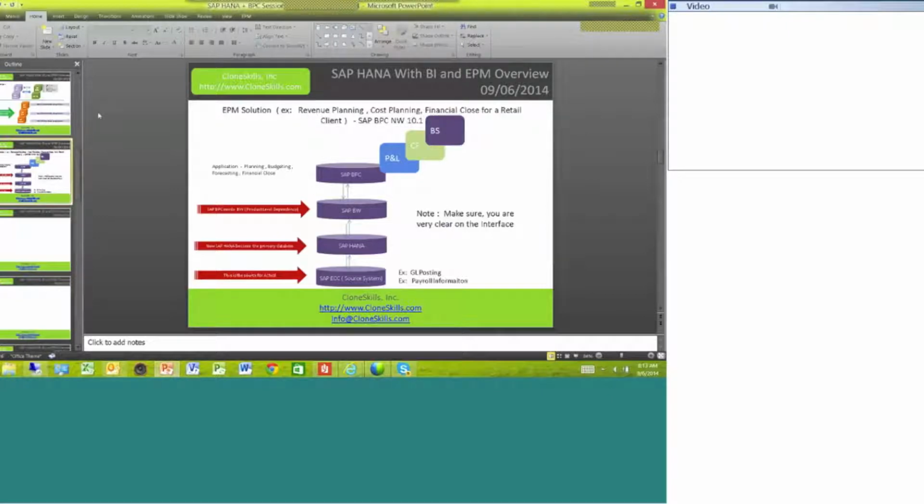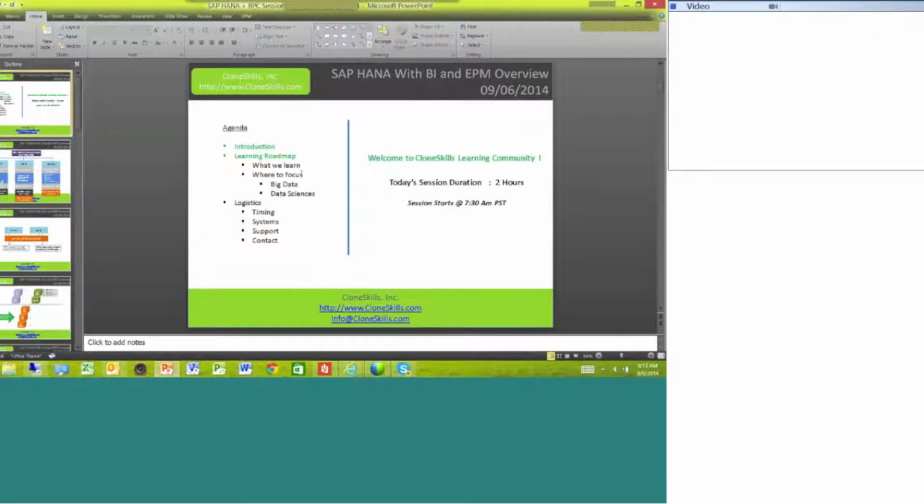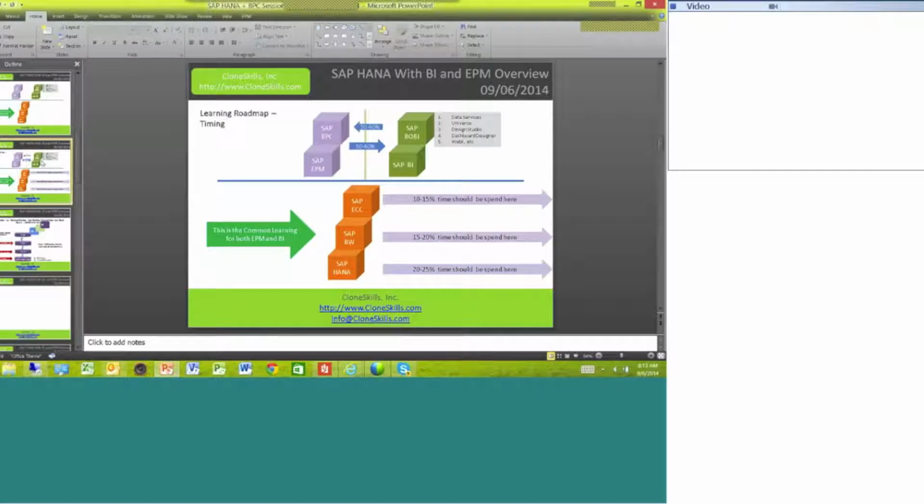So my point was, where do we focus? What to learn, where to focus. This is what you need to focus on. So this is the area that we need to focus on actually.